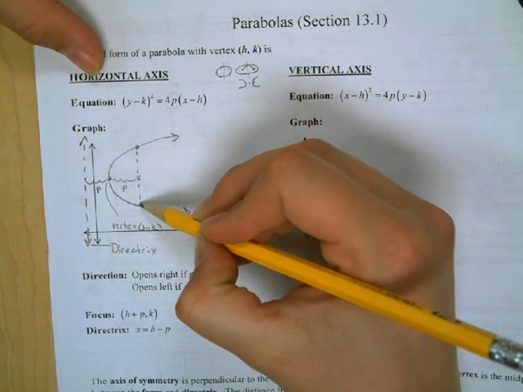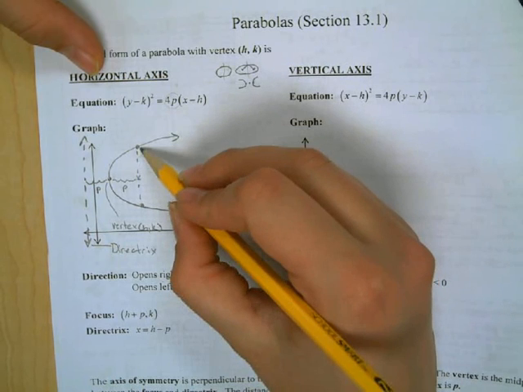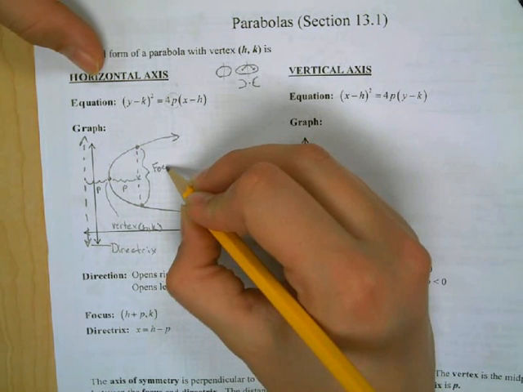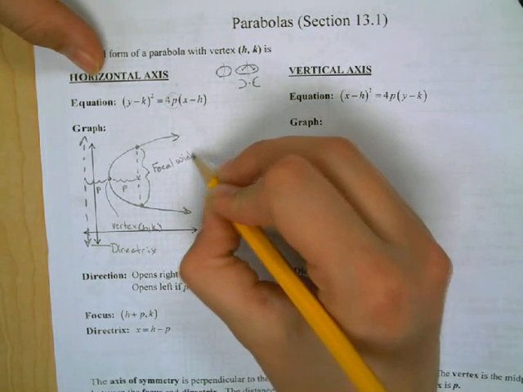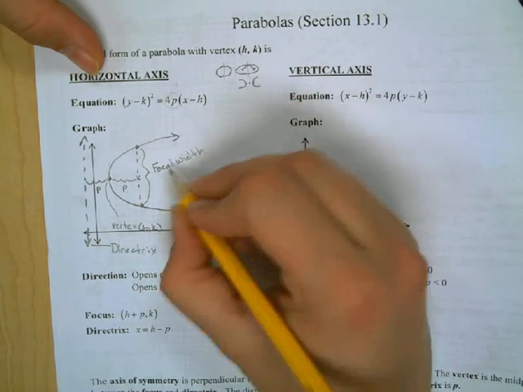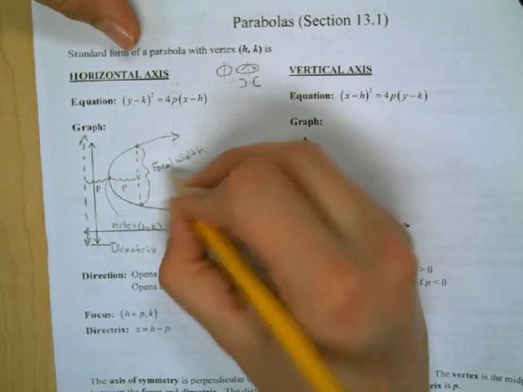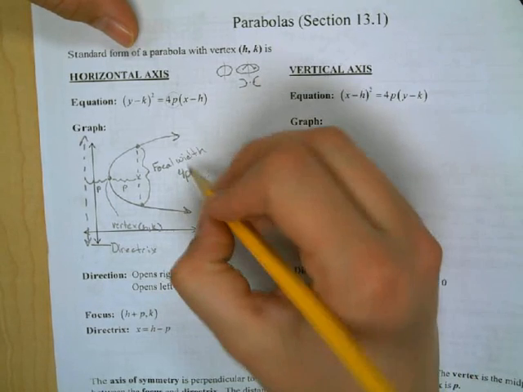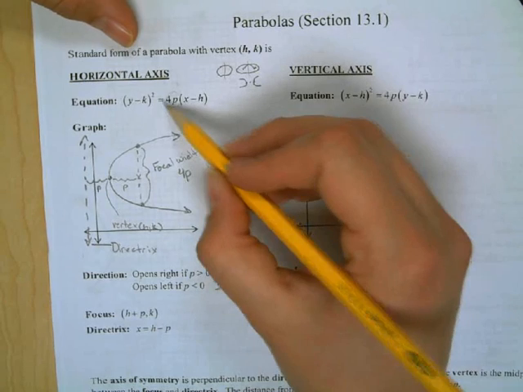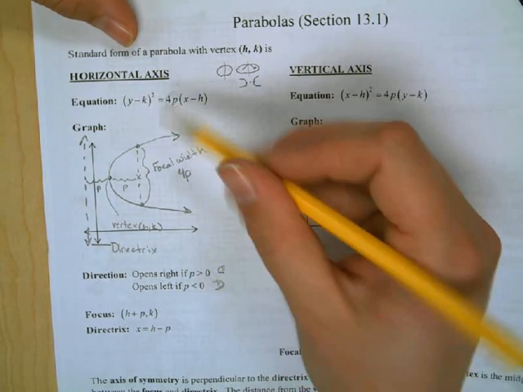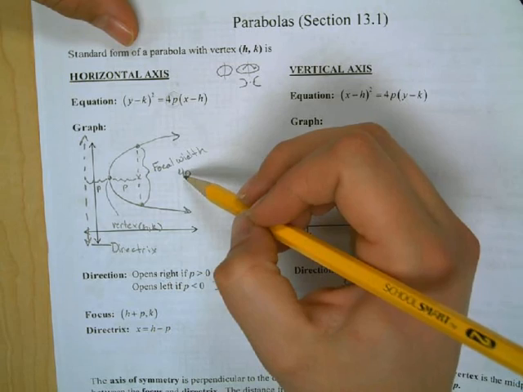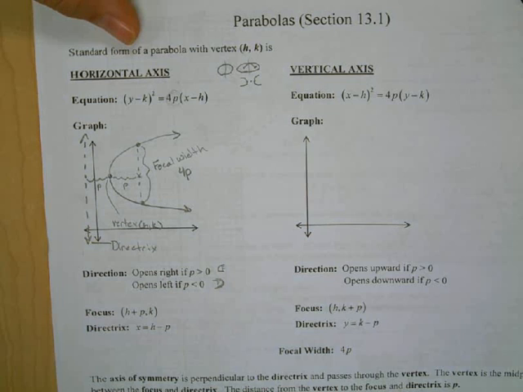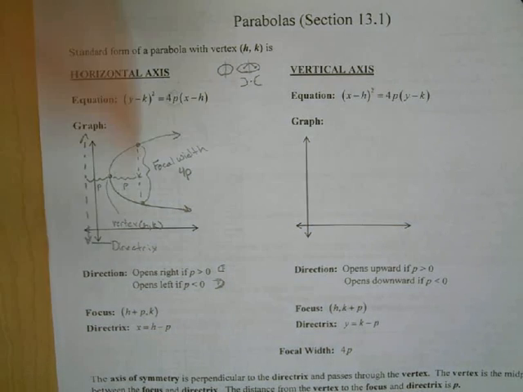So if I were to do this right here, this distance right here is the focal width, which you'll see us abbreviate as FW. The focal width is for P. So 4 times the P value is your focal width, which happens to be the number that's going to sit out front. So the focal width is 4P. I do want to mention that it is a distance, so it's always going to be positive. We're not going to look at negative focal widths because it doesn't make sense to have a negative size.